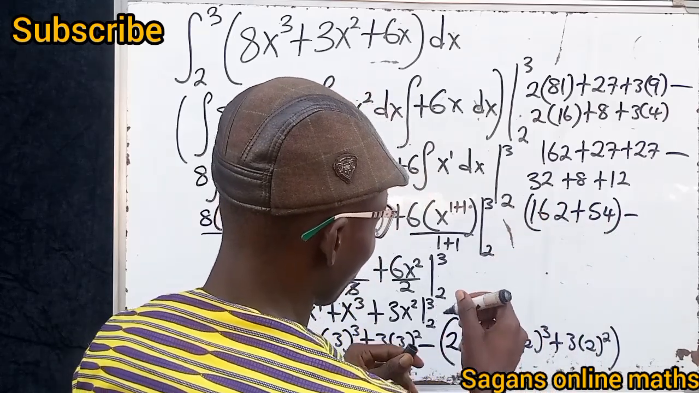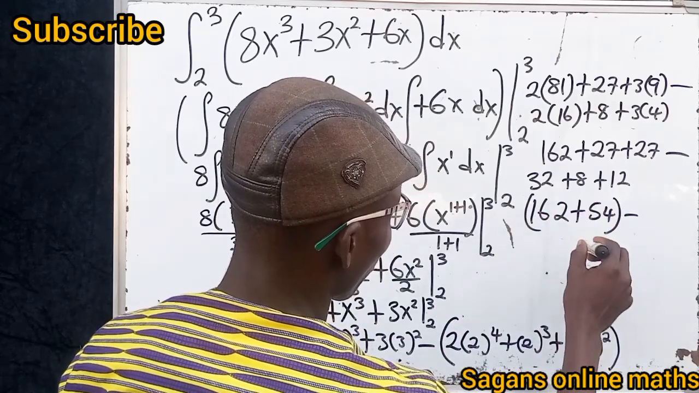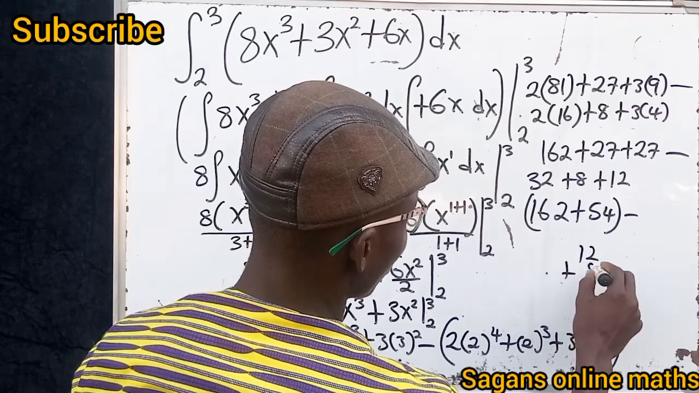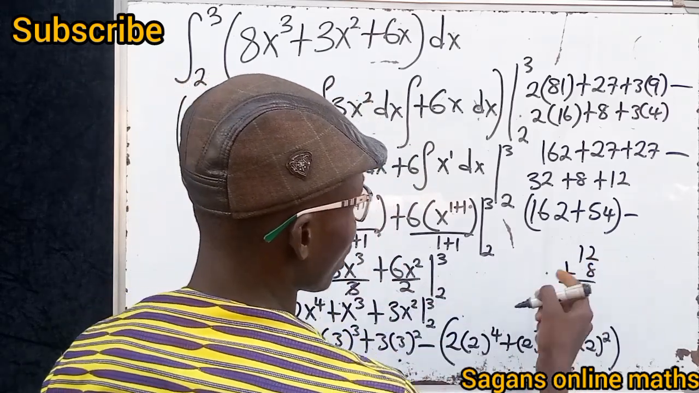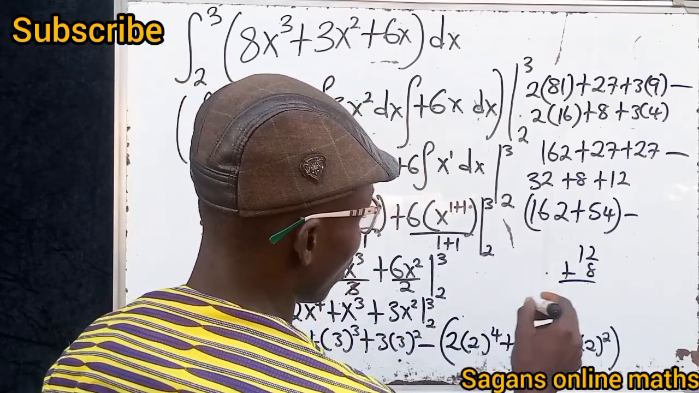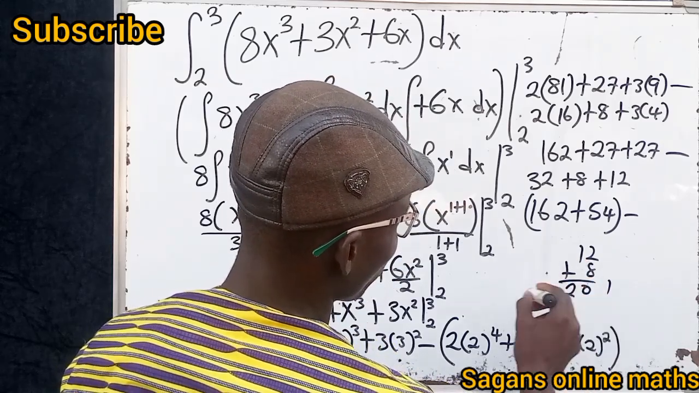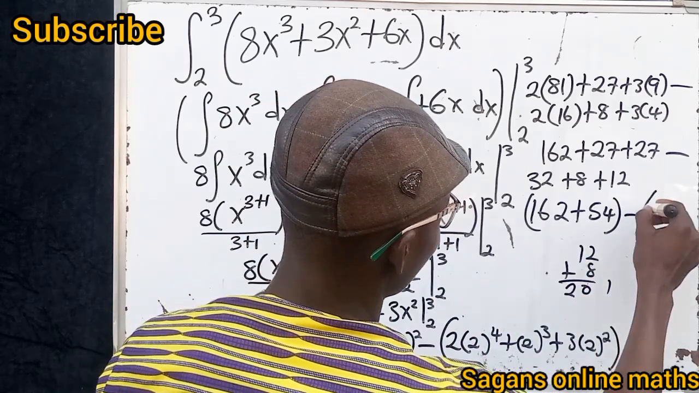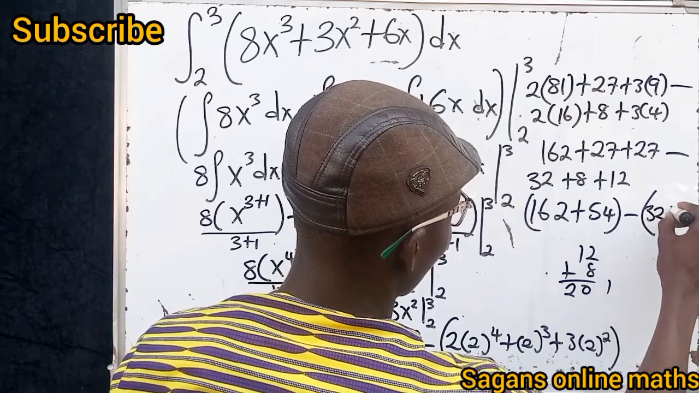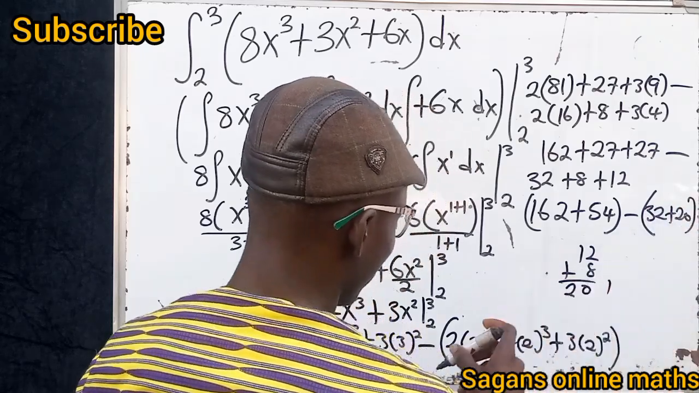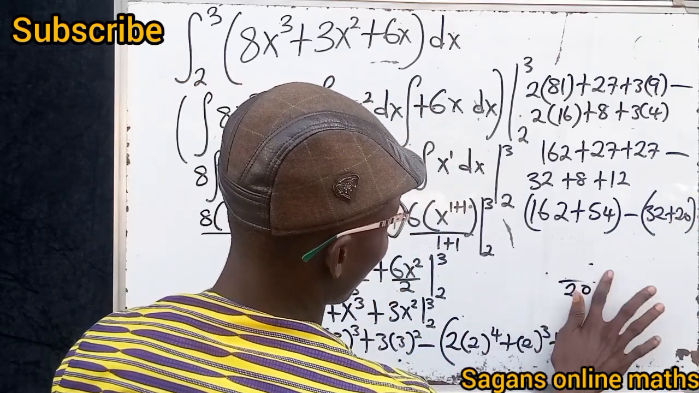Now let's sum this. 12 plus 8. 2 plus 8 will give us 10, so we write 0 and carry 1. Then 1 plus 1 gives us 2, that means 20. So that is 20. So I am going to add 32 plus 20. This is interesting.